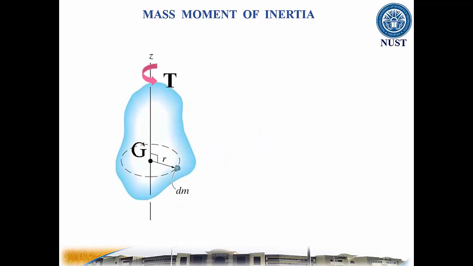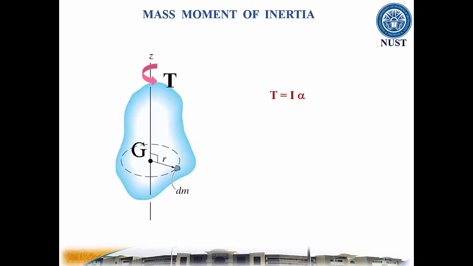Consider a rigid body with a center of mass at G. It is free to rotate about the z-axis, which passes through G. Now, if we apply a torque T about the z-axis, the body begins to rotate with an angular acceleration alpha. Torque T and alpha are related by this equation. In this equation, I is the mass moment of inertia about the z-axis.